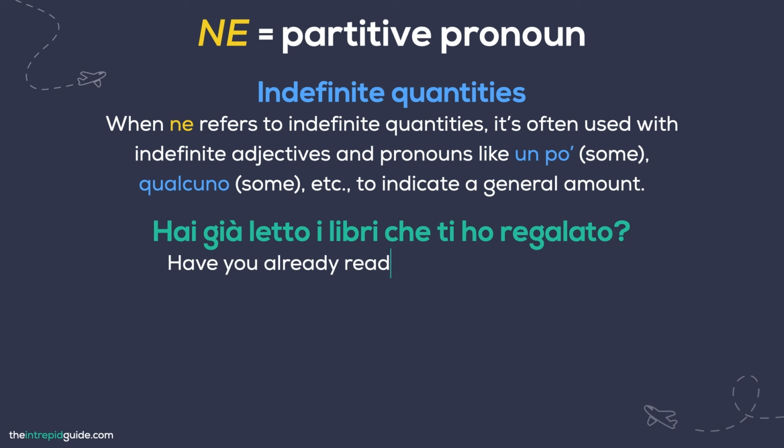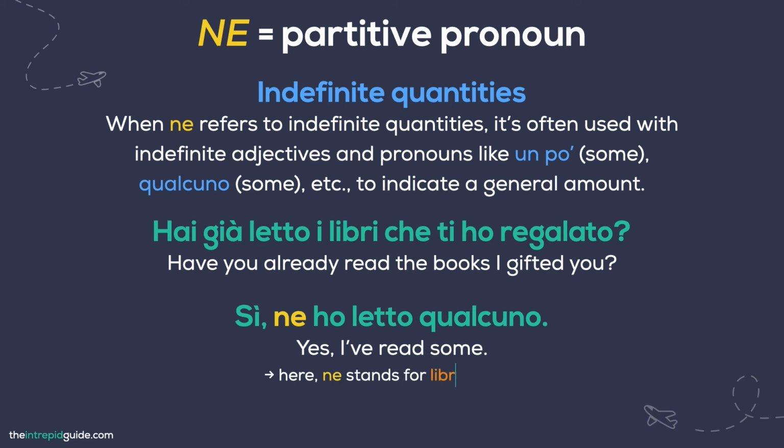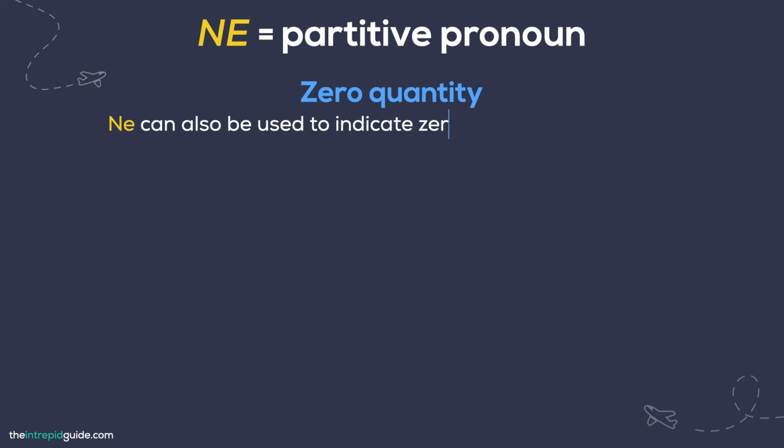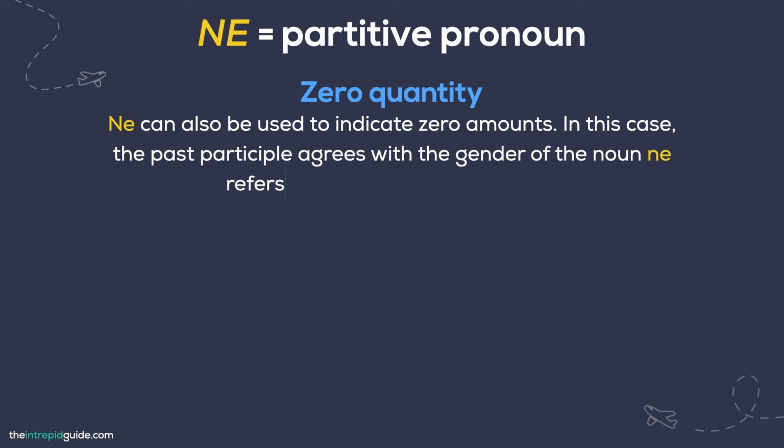Hai già letto i libri che ti ho regalato? Have you already read the books I gifted you? Sì, ne ho letto qualcuno. Yes, I've read some. Ne stands for libri, books. Now let's take a look at zero quantity. Now, ne can also be used to indicate zero amounts of something.